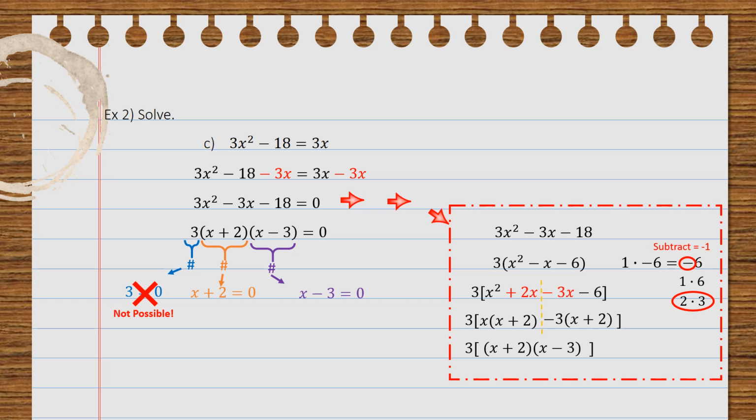Now we look at our second equation. x plus 2 equals 0. To solve for x, we subtract 2 on both sides, and we find x equals -2. For your third equation, x minus 3 equals 0. To solve for x, we add 3 on both sides, and so we have our 2 solutions.